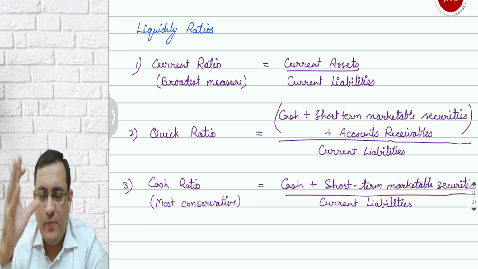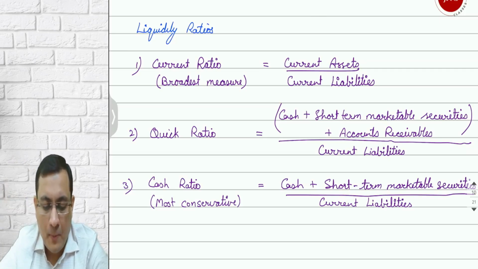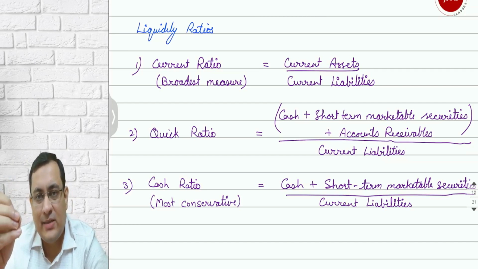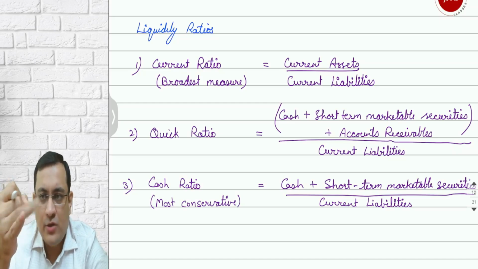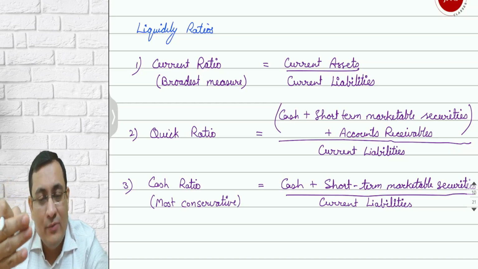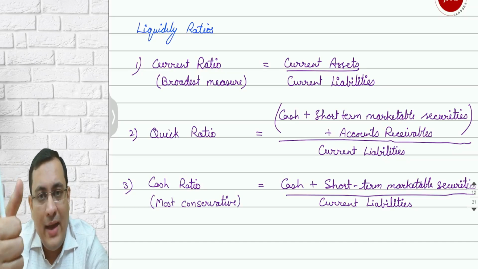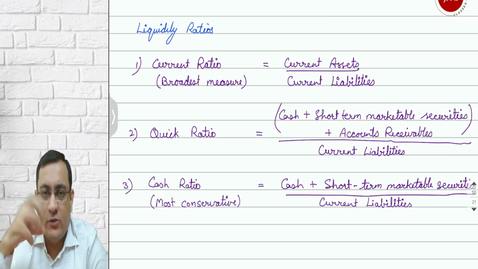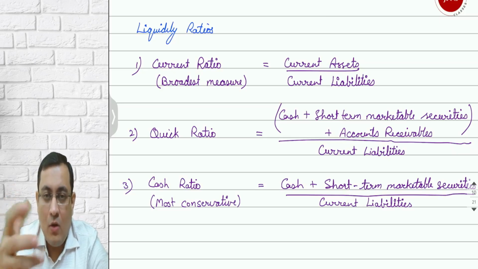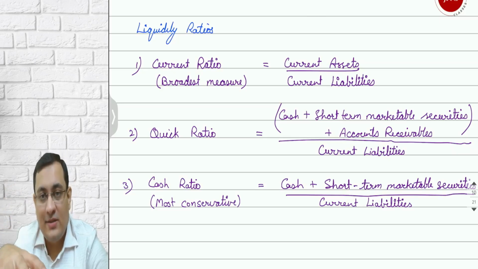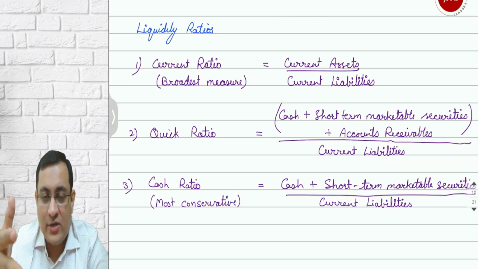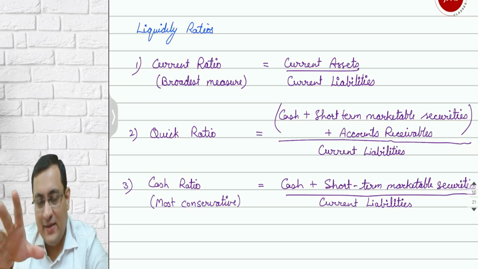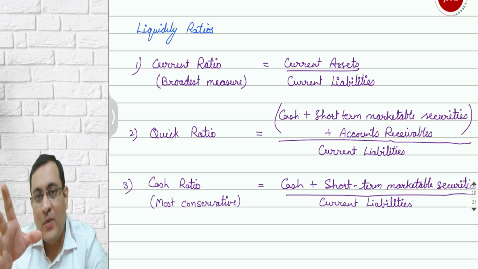The first broad measure is your current ratio. What do we mean by current ratio? It is the relationship of your current assets. Current assets include your cash, marketable securities, your inventories, your receivables, and your prepaid expenses. The definition of current asset is all assets which we intend or expect to realize, meaning convert into cash, within one operating cycle, versus, in comparison to, current liabilities.